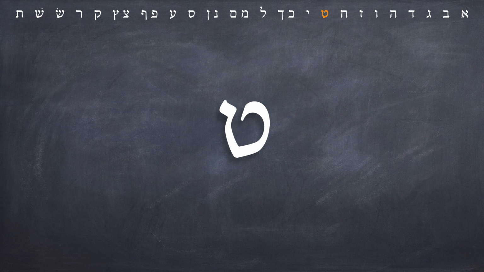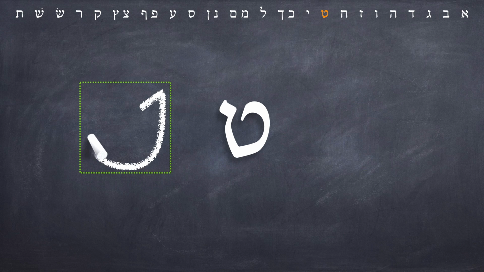That brings us to Tet. Tet's a little bit of a funny letter for me. It looks a little different depending on what kind of font you're using, but here's how I like to write it. With a little hook, and then a stroke that wraps around the bottom. Let's write it. 1, 2.